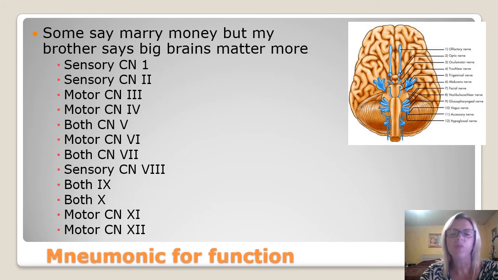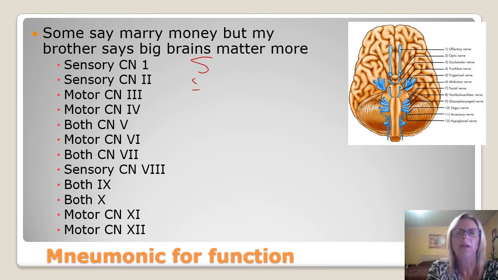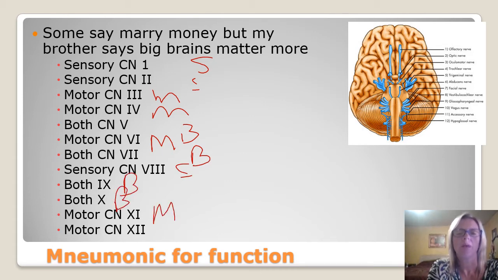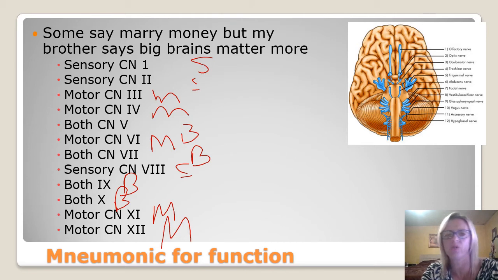All right, so this is the mnemonic to help you remember the function, sensory, motor, or both. This has a few different versions. I went for the G-rated version. Some say marry money, but my brother says big brains matter most. Again, you list them out. So practice that, list out the letters, and then practice writing. This one's a little easier because you already know sensory, motor, or both, okay? And so practice that out, all right?